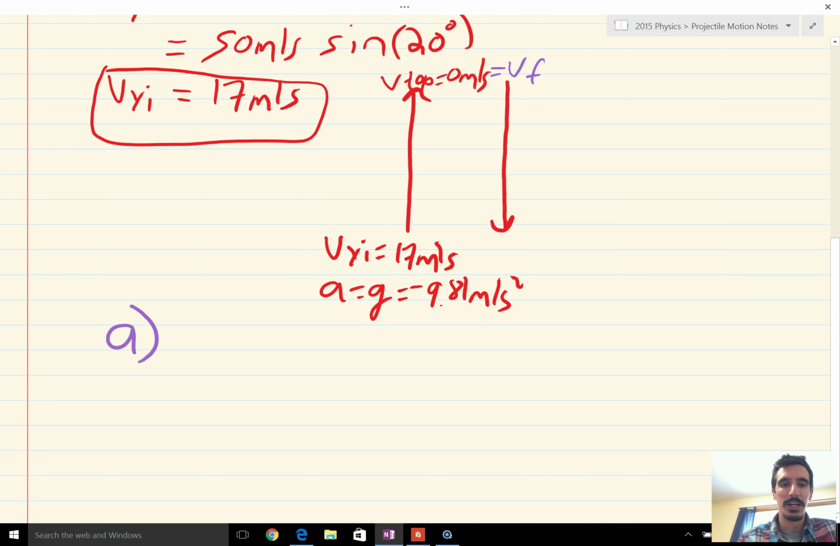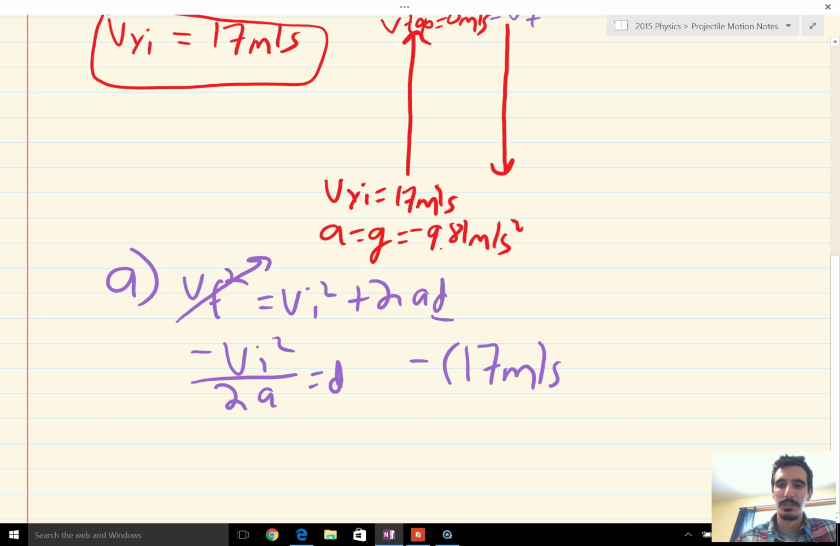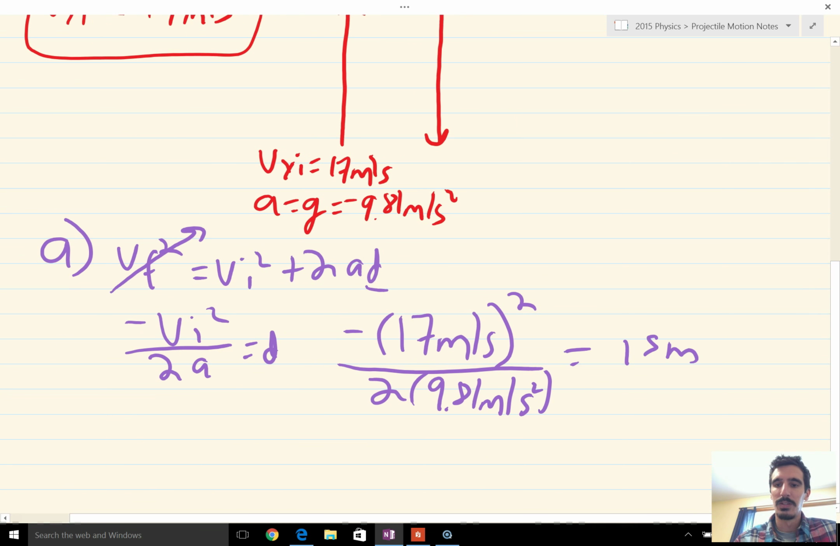So, part A, how high did it go? Vf squared equals Vi squared plus 2ad. Get d by itself. We know Vf is 0, so we have negative Vi squared over 2a equals d. Plug in our values, negative 17 meters per second, squared goes on the outside of the parentheses, divided by 2 times 9.81 meters per second squared. We plug that in a calculator and we get a height of 15 meters. So that means we went 15 meters high. We'll call it dy.